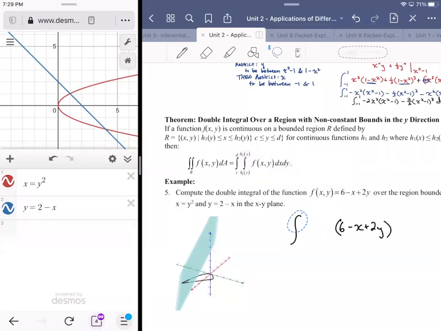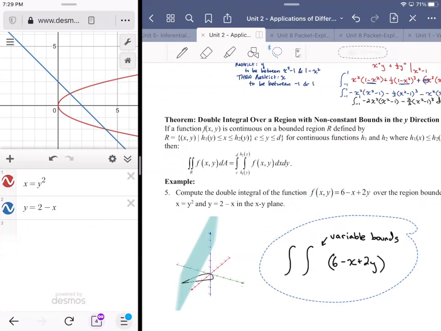You've got to let the function take you where it's going to take you. Because if you make a decision going into it, like, oh, I'm going to do x first then y, then you're missing the point. What you want to have is a variable bound. Any variable bounds come first, followed by constant bounds.